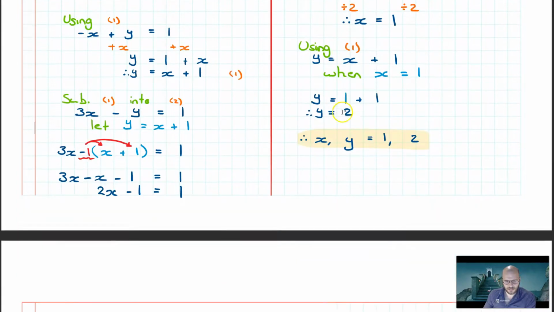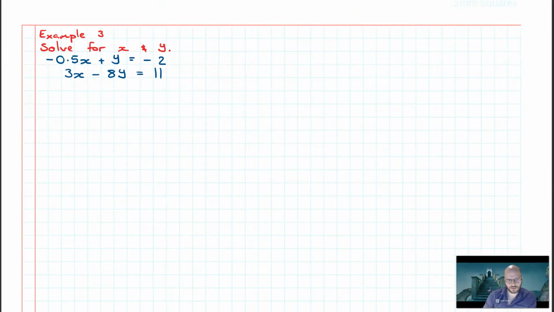Alright, let's have a go one more time. Final example. In example 3 here, I'm going to show you how you can solve this system of equations using the least amount of working out possible. So starting off, I'm going to label my equations, equations 1 and equations 2. I always label them no matter what.